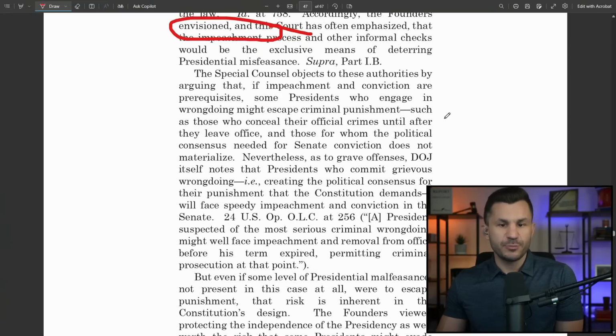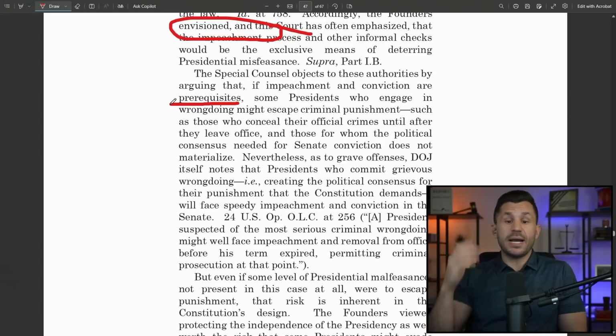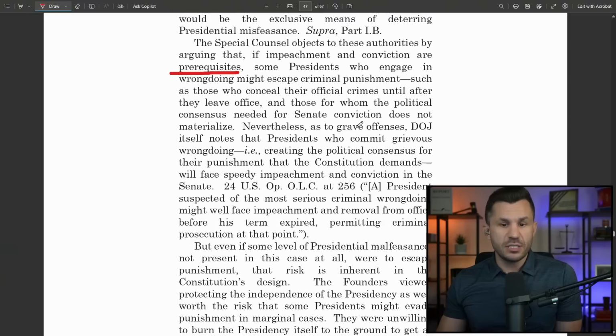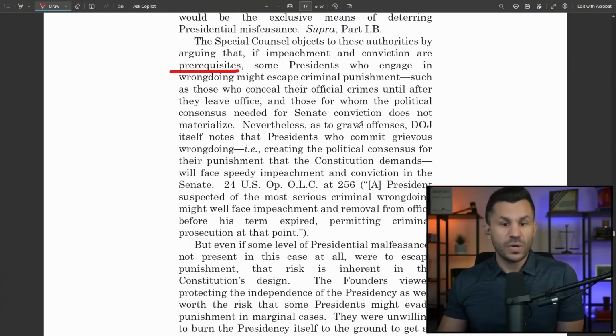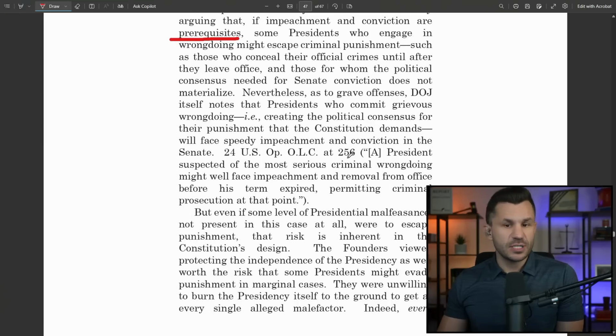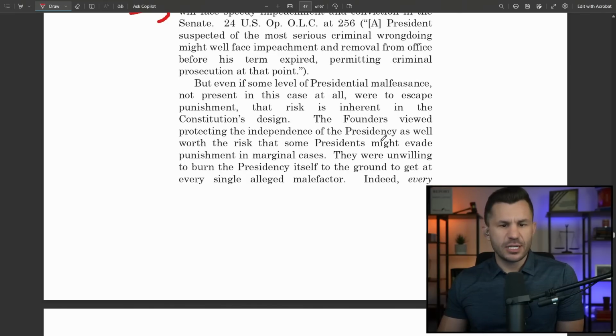Now, the special counsel objects to these authorities. They say, wait, if impeachment and conviction are prerequisites, some presidents who engage in wrongdoing might escape criminal punishment, such as those who conceal their official crimes until after they leave office, and those for whom the political consensus needed for a Senate conviction does not materialize. But nevertheless, as to grave offenses, the DOJ itself notes that the president who commits grievous wrongdoing, creating the political consensus for their punishment, will face speedy impeachment and conviction in the Senate. They say, but even if some level of presidential malfeasance, not present in this case at all, were to escape punishment, that risk is inherent in the Constitution's design.